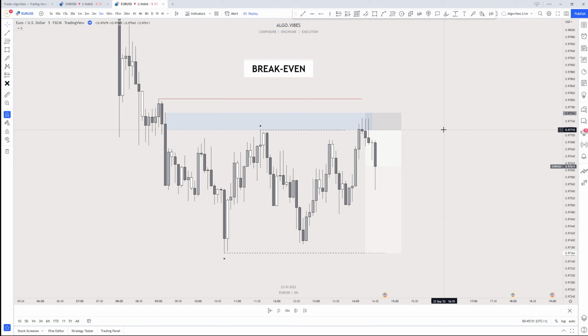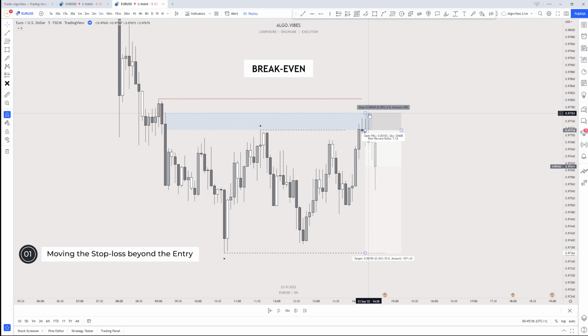So there are actually two ways I tend to break even. So the first way is actually by moving my stop loss a little bit beyond my entry, and the second way is by closing out some of my risk from the trade.